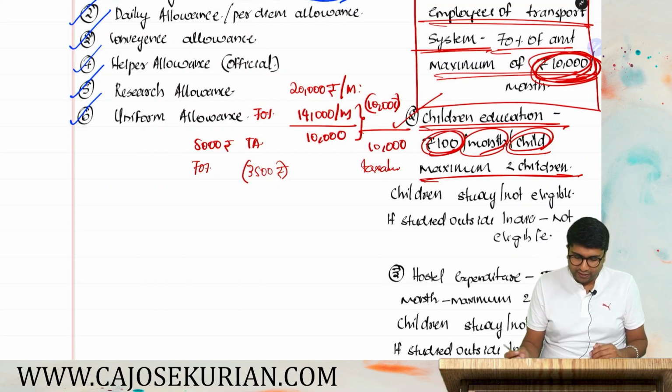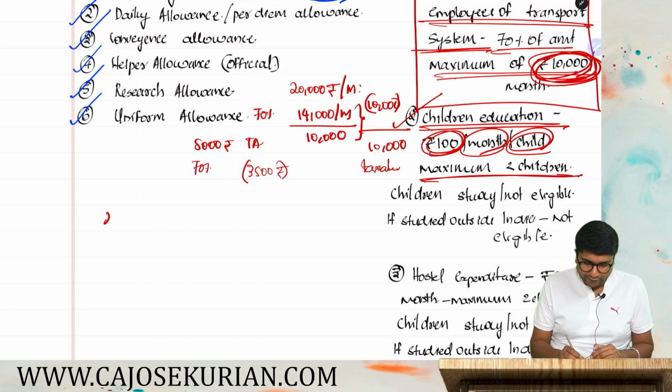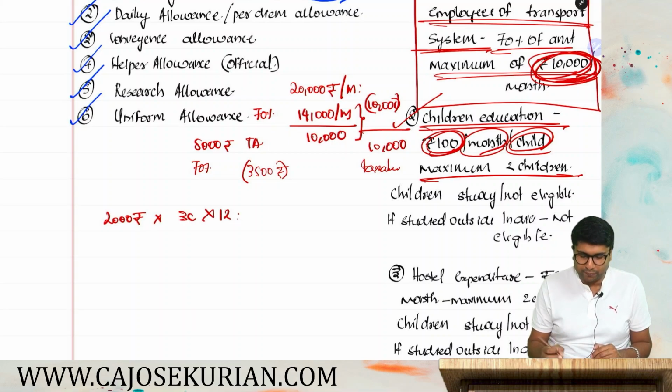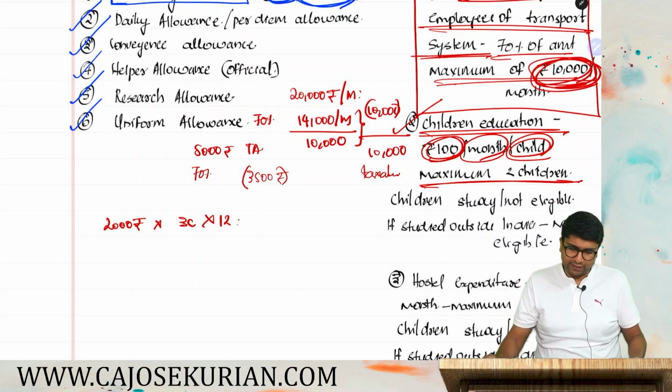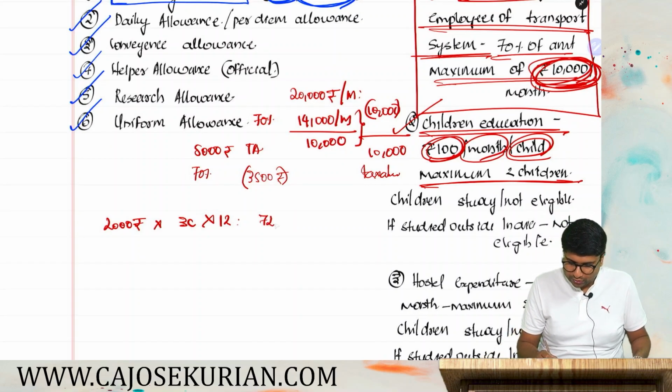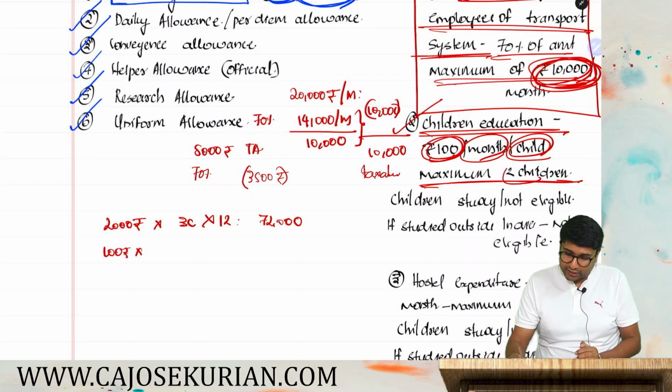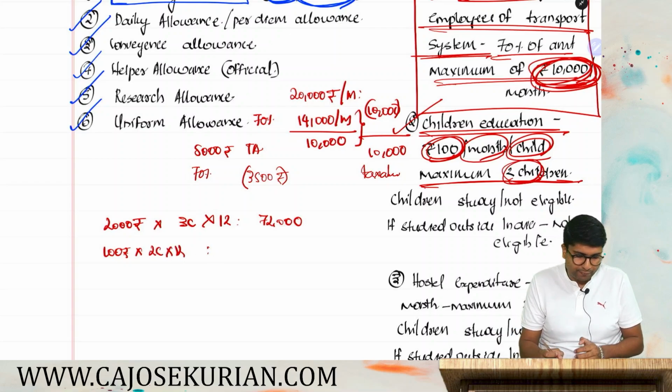That simply means, say for example, you are receiving 2,000 rupees as monthly allowance for 3 children. So 2,000 into 3 children into 12 months will be the total allowance received by you. So the total allowance received by you will be 72,000 rupees. And how much is the maximum exemption? 100 rupees per child, that too for maximum how many children? 2 children. So 100 into 2 children into 12 months shall be your maximum exemption.